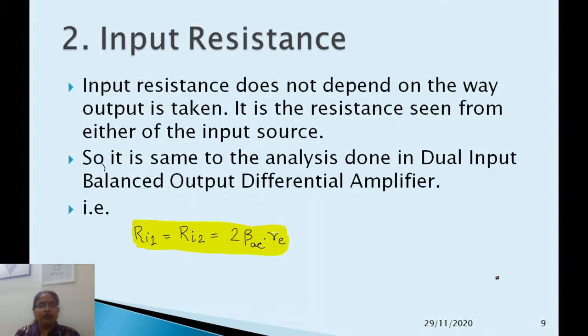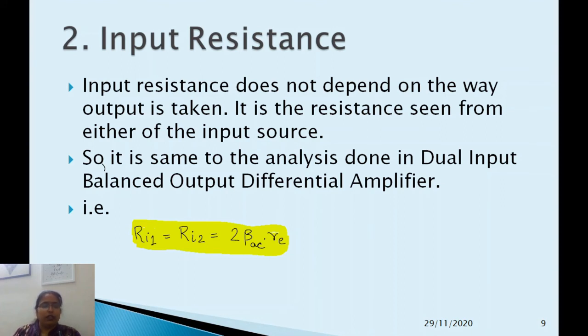Now input resistance does not depend on the way the output is taken, because for input resistance we have to see from either side of the input source, either from the base or from V in one side or V in two side. So it is the same as the analysis that I had already done in the dual input balanced output differential amplifier, that you can very well see from that video, and the link of that video is given in the description box.